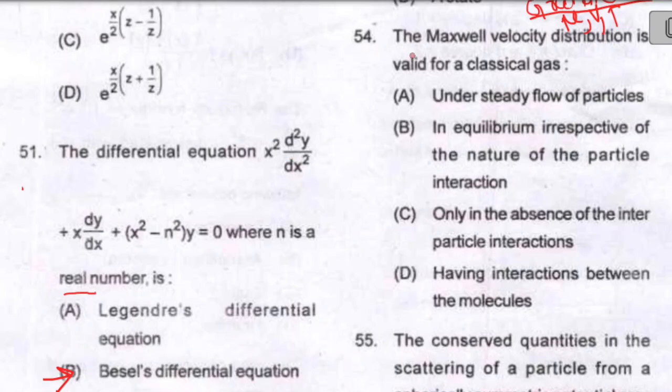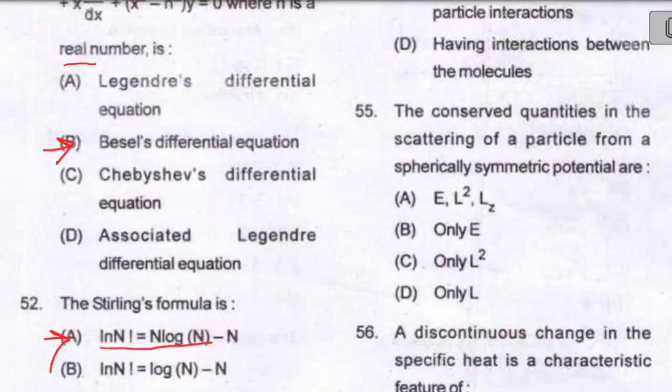Next, 54. The Maxwell velocity distribution is valid for a classical gas in equilibrium irrespective of the nature of the particle interaction. Okay, so your correct option is option B. Next, 55. The conserved quantities in the scattering of a particle from a spherically symmetric potential are energy, L square, and Lz. Okay, so your correct option is option A.